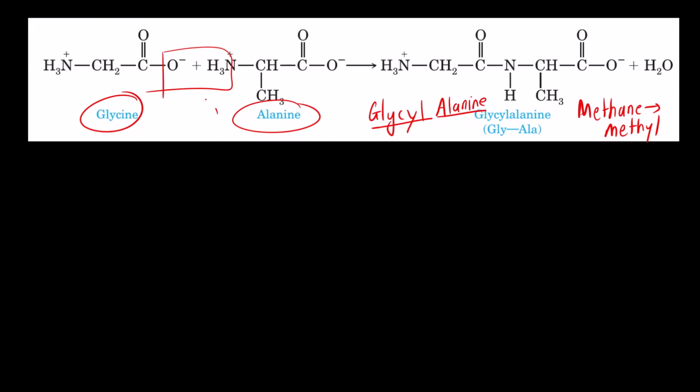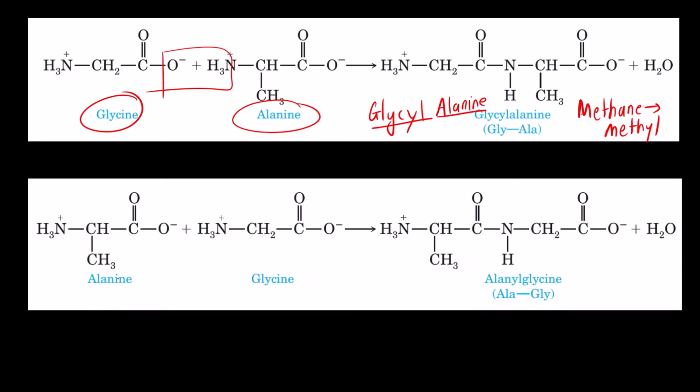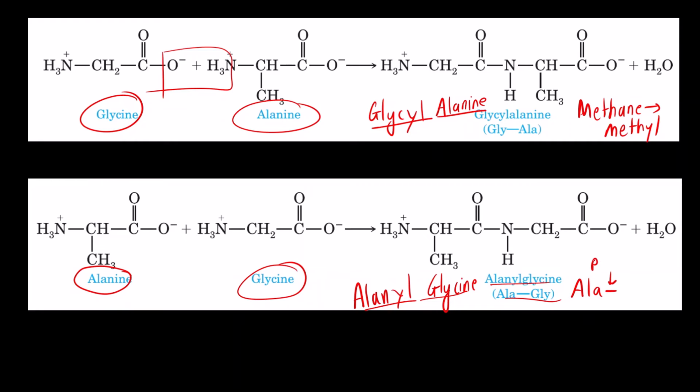Now suppose I switch this: alanine I write first and glycine I write second. Will that dipeptide be the same or different? The answer is it will not be the same, it will be different. Alanine is first, then glycine. This is a different dipeptide. You write alanine first, then glycine second. For the first one you remove INE and write YL, so alanyl glycine. And how do you write the 3-letter abbreviation? Alanine is ALA. This dash means it is a peptide bond. Then GLY.